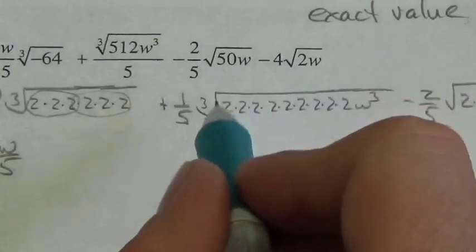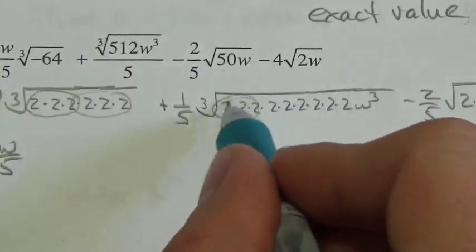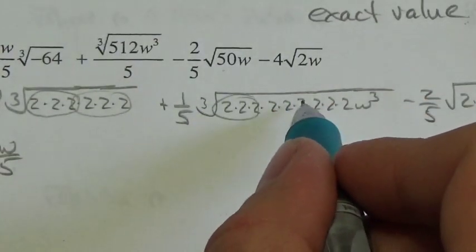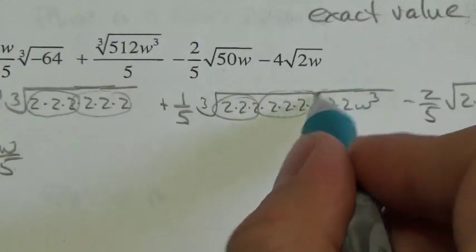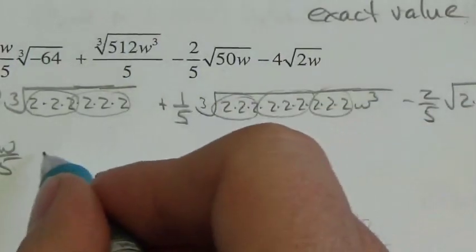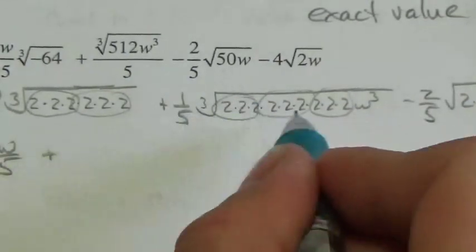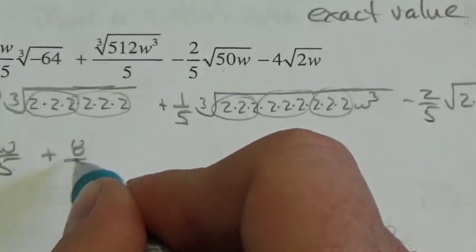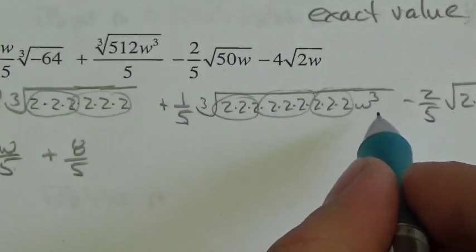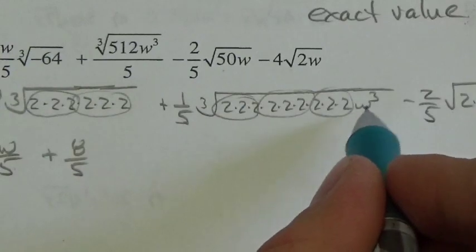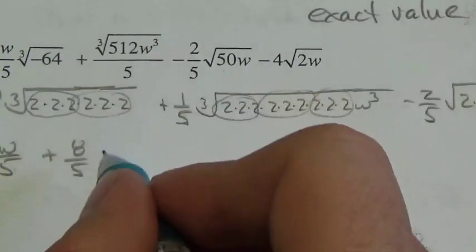Here, again, I'm looking for a cube root, so groups of 3. So there's a group of 3, there's a group of 3, there's a group of 3. So this is going to be 2 times 2 times 2, so it's going to be 8/5. And then there were 3 Ws here, W cubed. Divided by 3 is going to be just W.